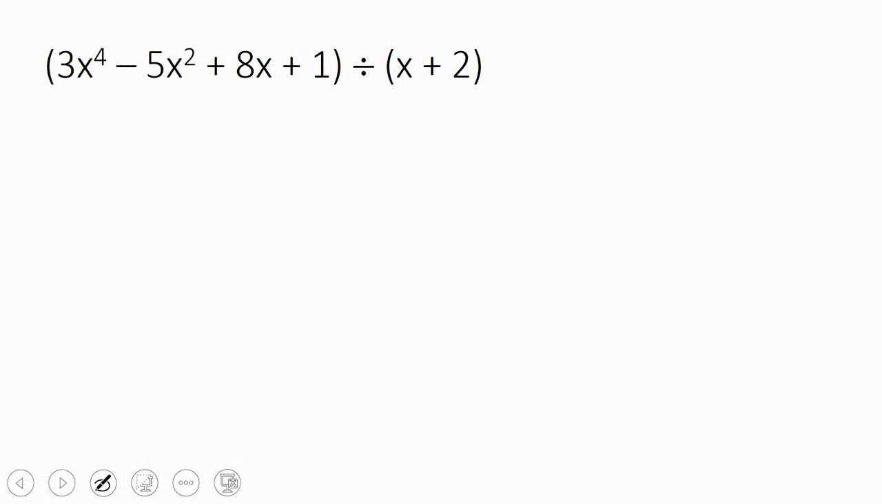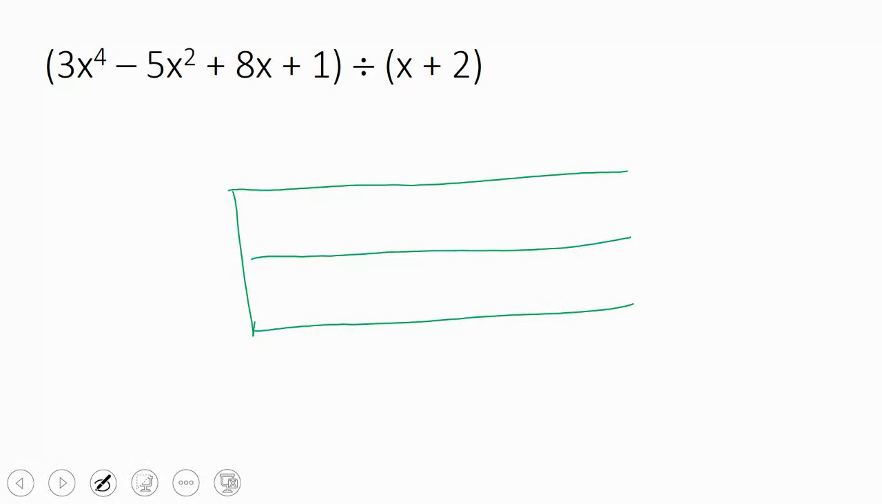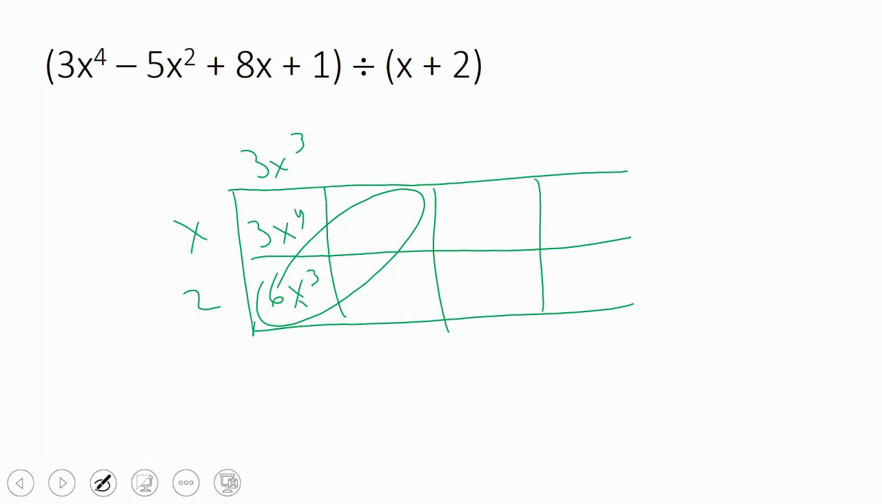Try this first on your own using that alternative method, and pause now. All right, let's see. x plus 2. And I'm going to start with 3x to the fourth. Okay, x times 3x to the third makes 3x to the fourth, making this 6x to the third down here. Now these are supposed to add up to 0 because there are none of them, so I'm going to put negative 6x to the third in there. x goes into negative 6x to the third, negative 6x squared times.